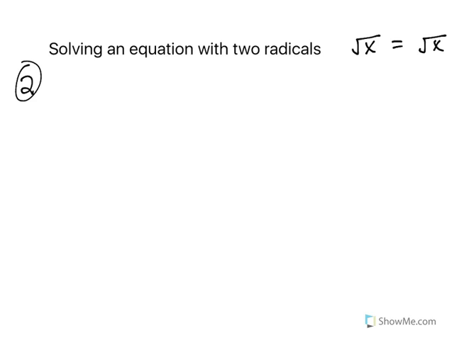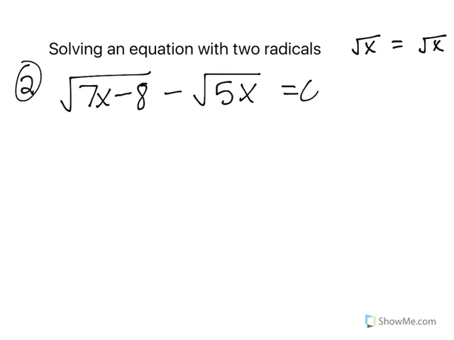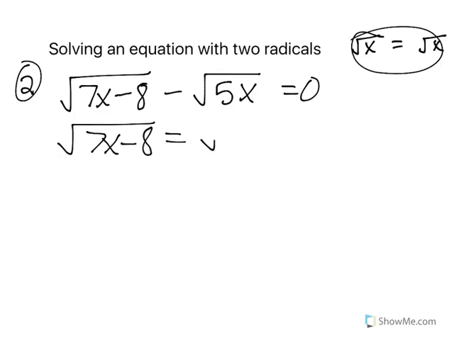Example 2. We're going to have the square root of 7x minus 8 minus the square root of 5x equals 0. Okay, this requires one extra step, where again we want a radical on each side of the equals. So let's bring the negative 5x over by adding it to both sides. So that gives us square root of 7x minus 8 equals the square root of 5x. So now that we have a radical on both sides, we want to square both sides.